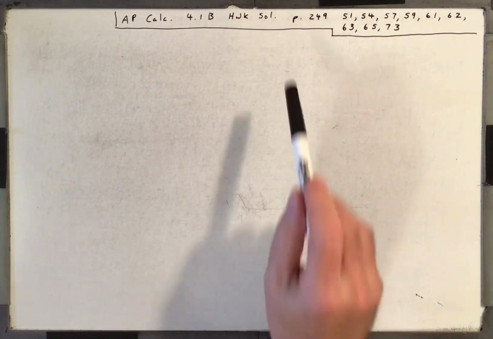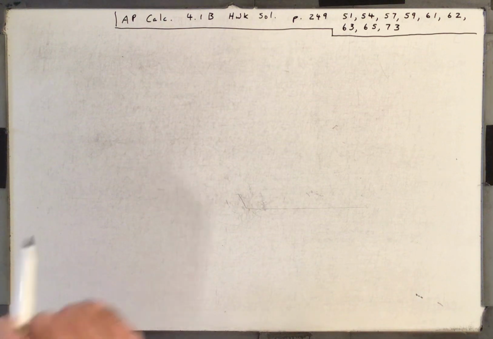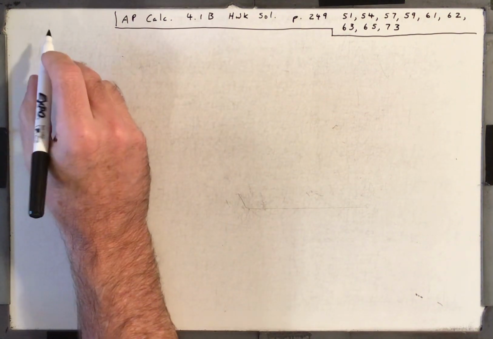Welcome to AP Calculus 4.1b Homework Solutions. We're going to be on page 249 and go through all of these problems. So let's start with number 51.